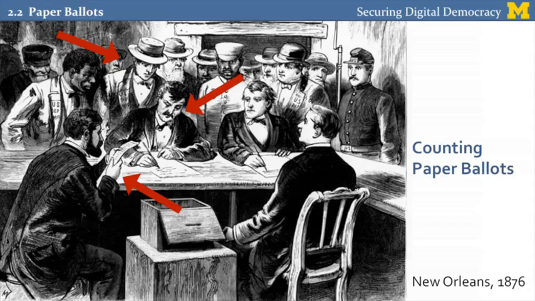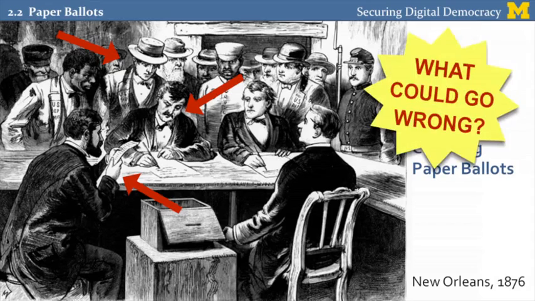Now, it's time to ask one more time, what could go wrong? So again, try applying the security mindset and what you know about voting on paper ballots, and think about what might be some of the problems with this system as it was adopted in its earliest forms. It turns out that there's quite a lot that could go wrong with these early applications of paper ballots.